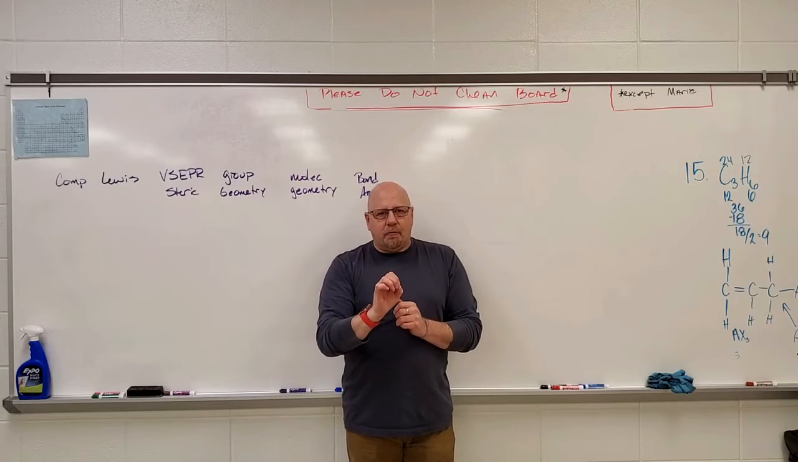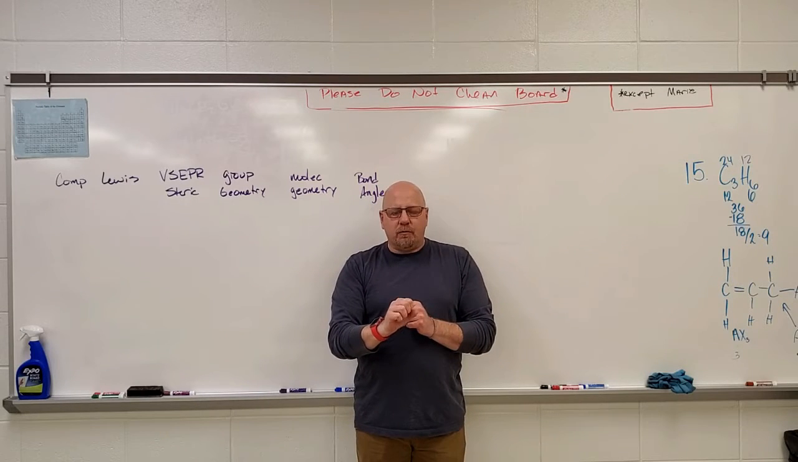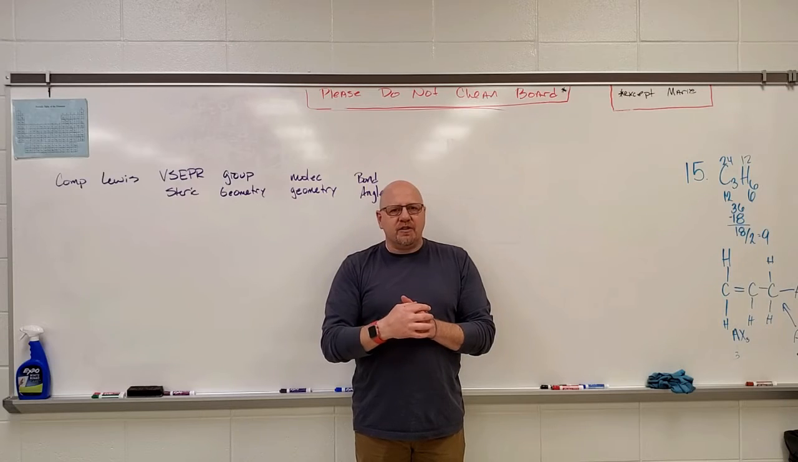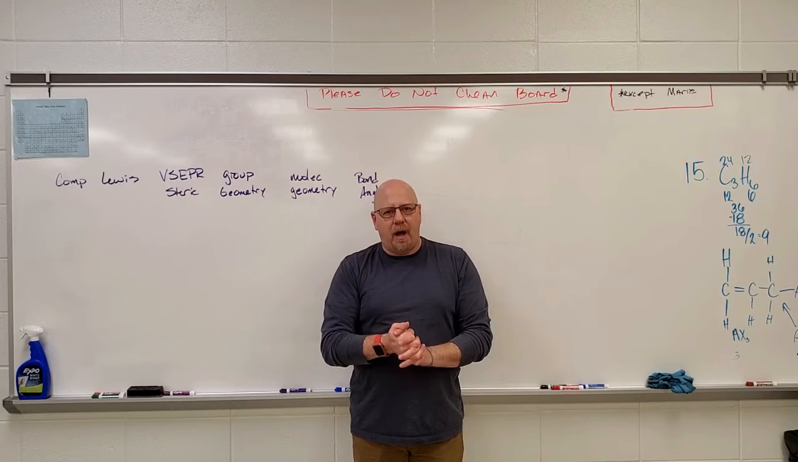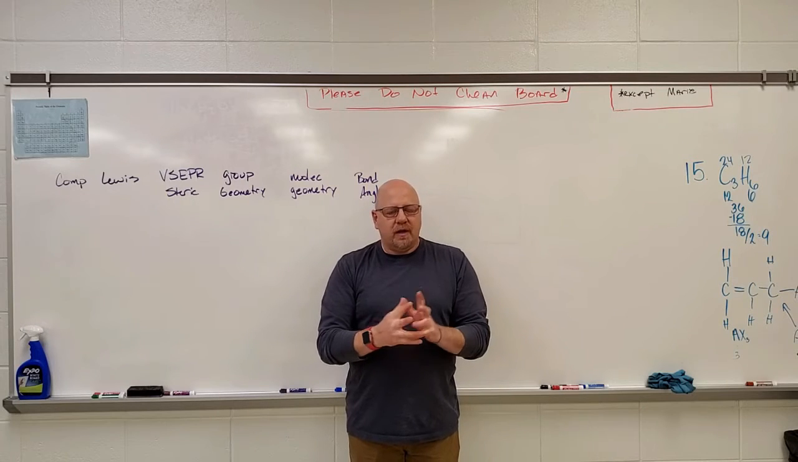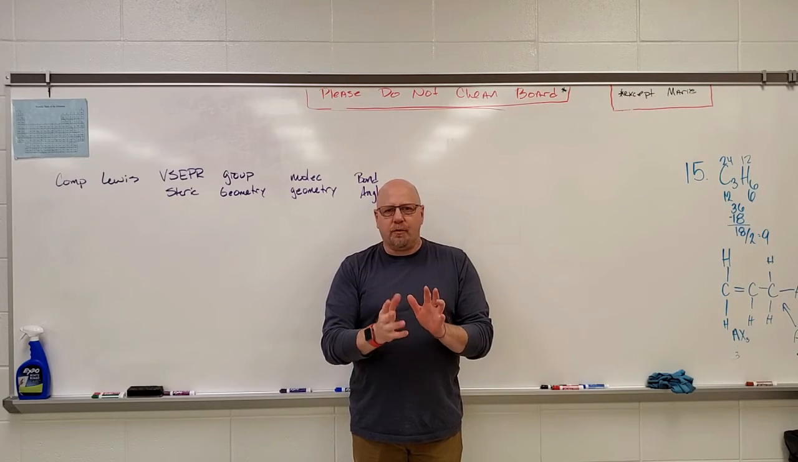The one thing that we went over in class that I want to go over with you right now is the addition of arrows on the Lewis structures to represent the polarity of the bonds within the molecules. I'm going to give you two examples. They're really simple, quick.